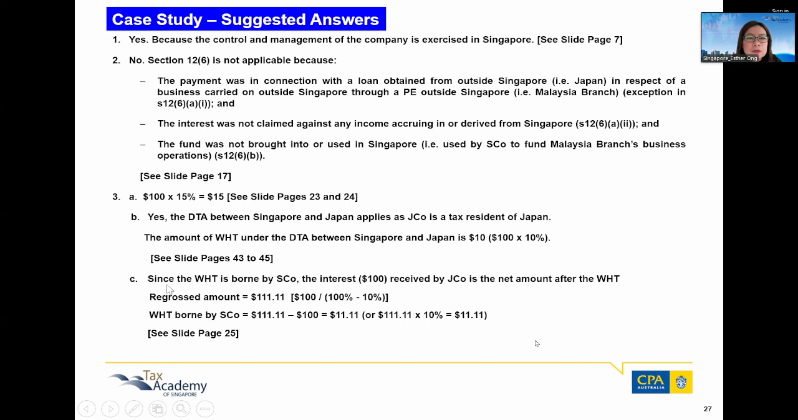Okay, the last part on withholding tax, if it is borne by Esco, meaning that the contract provides that the interest to be received by Jayco, $100, is net of withholding tax. So you use $100 and regross it at the relevant withholding tax rate. In this case, 10% is the withholding tax rate because it is reduced under the tax treaty. After regrossing, the regrossed amount will be $111.11. So you either use this regrossed amount multiplied by 10% as provided under the tax treaty, which will give you $11.11, or alternatively, you can use the regrossed amount minus the amount that is paid to Jayco, $100, and you get the same answer, $11.11 for withholding tax.